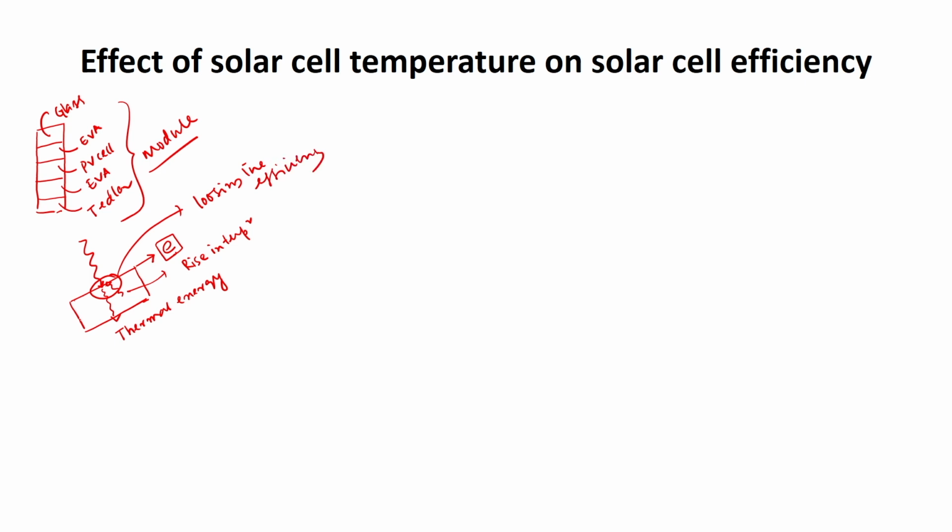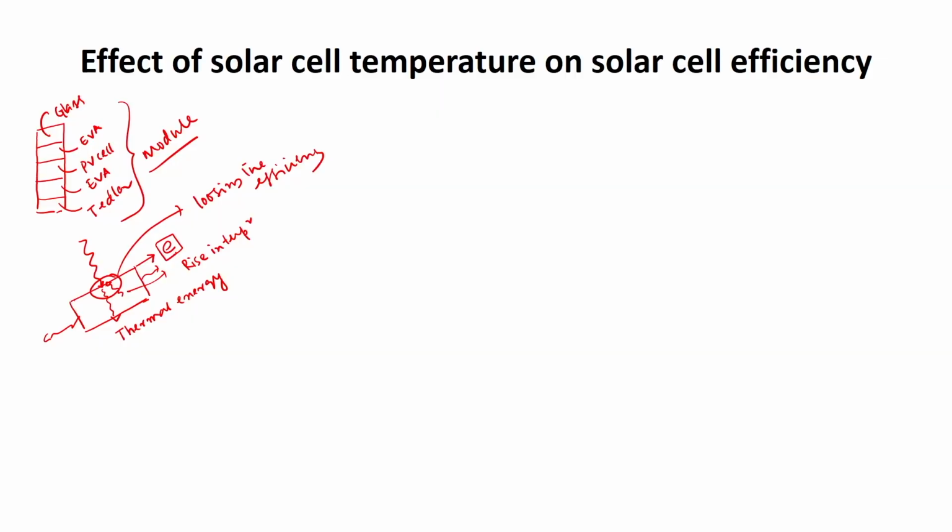And other side heat losses will take place, right. This is how energy transfer takes place in a cell, and the temperature of the cell determines the electrical performance of the cell. Okay. That means, if cell temperature increases, its efficiency decreases significantly, right.